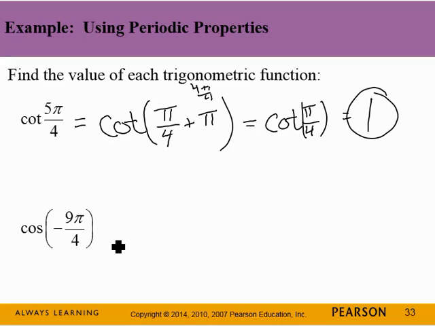So look at your cosine, negative 9 pi over 4. If you remember your even and odd, cosine of negative 9 pi over 4 is the same as cosine of 9 pi over 4.